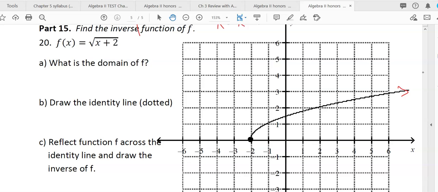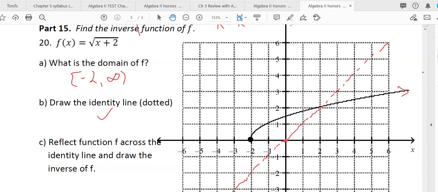What is the domain of f? The domain looks like it starts at -2, so -2 to infinity. It goes on forever to the right. Draw the identity line. That's always the line y equals x, so it has a slope of 1 and a y-intercept of 0. It should cross right there. That's supposed to be a dotted line, looks something like that.